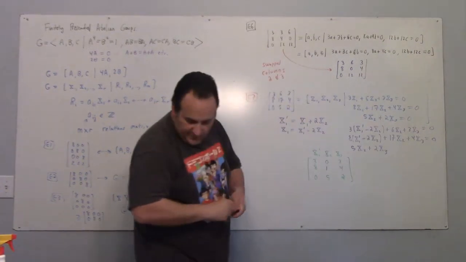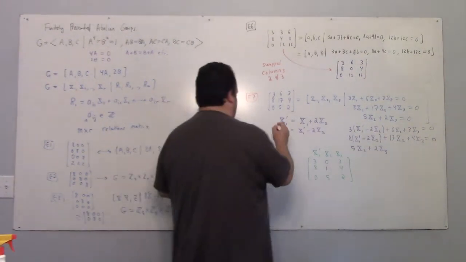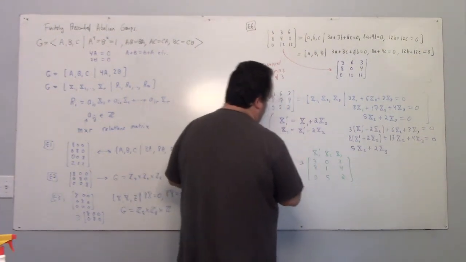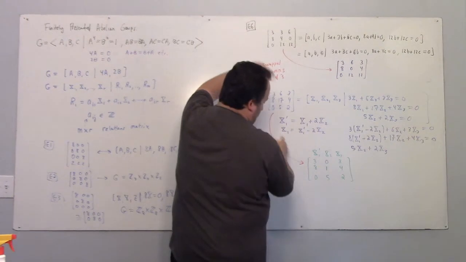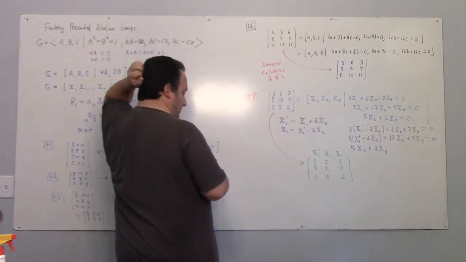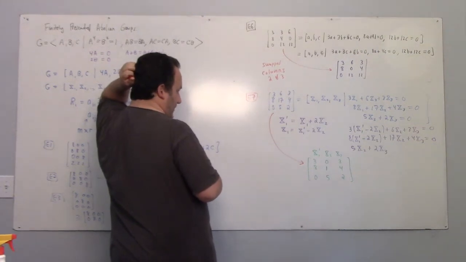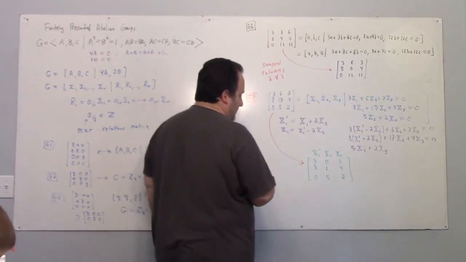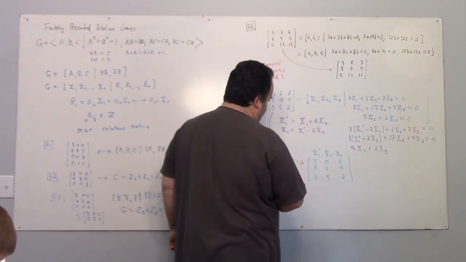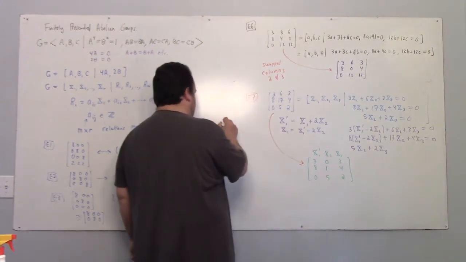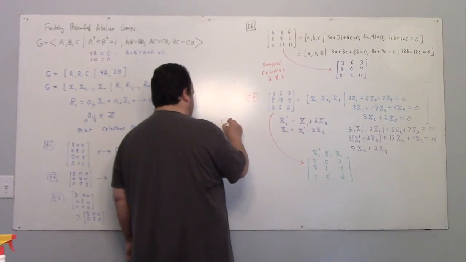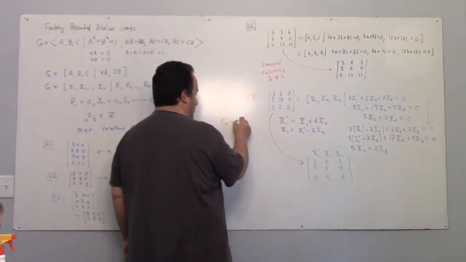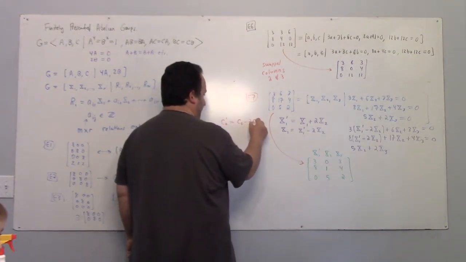Now my question for you is, what column operation goes from here to there? I would point out, first of all, column 1, nothing happened to it. Column 1 and 3, nothing happened. Something's happening to column two. I would say column two new is column two minus two column one.